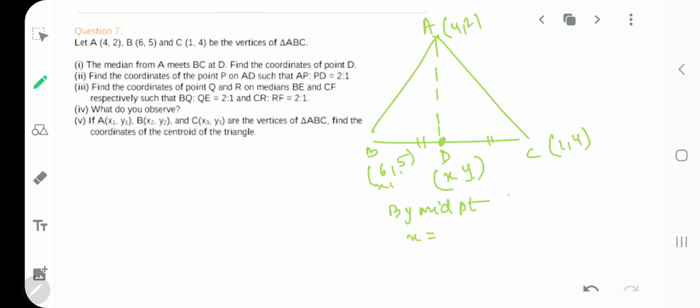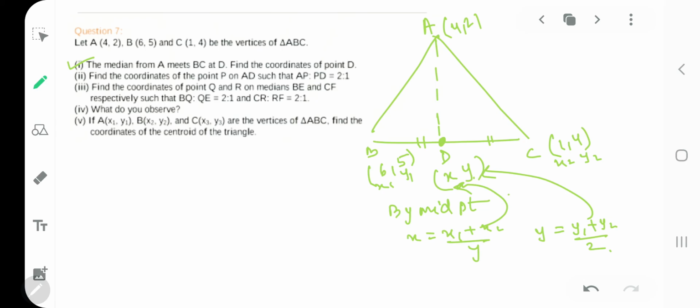So what will be the X coordinate? That will be (x1 + x2) upon 2. That will be the X coordinate of your D point. And what will be the Y coordinate? (y1 + y2) upon 2. That will be the Y coordinate of your D point. Once you got this, what you have to find? Let's see. So that's your median from A meets BC at D. Find the coordinates of D. So your first point is done.